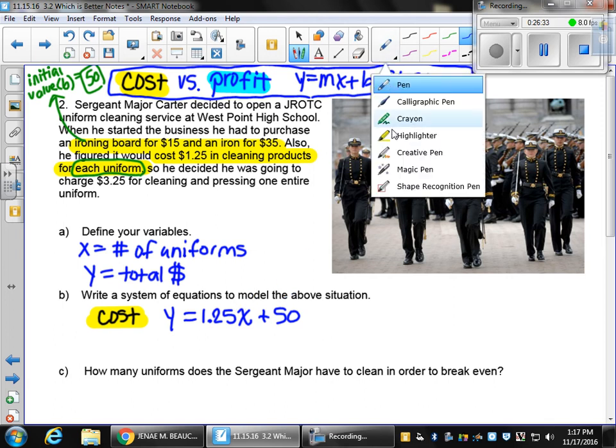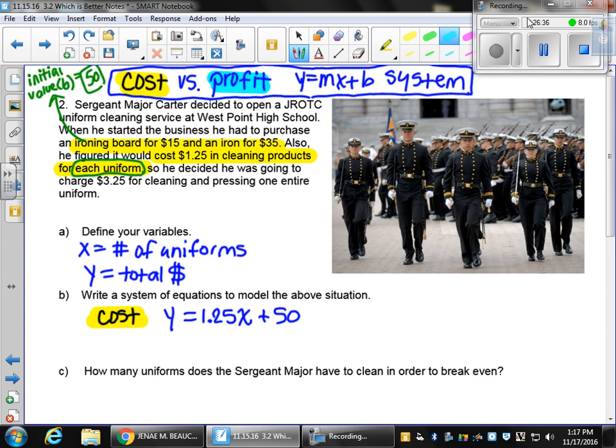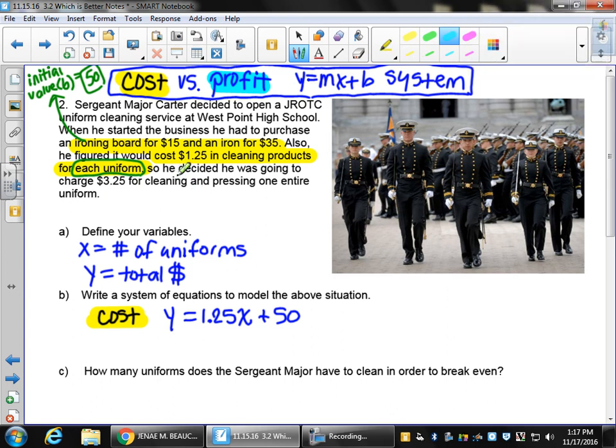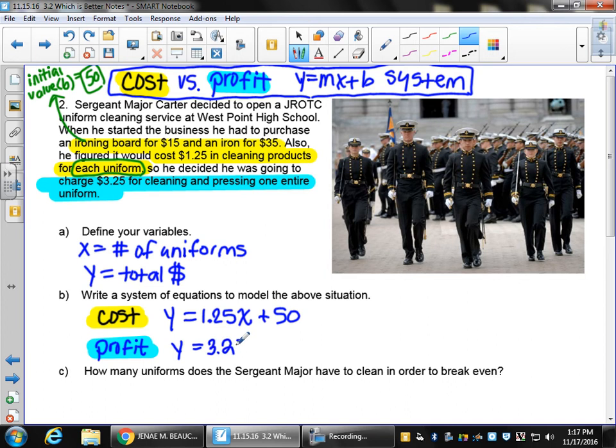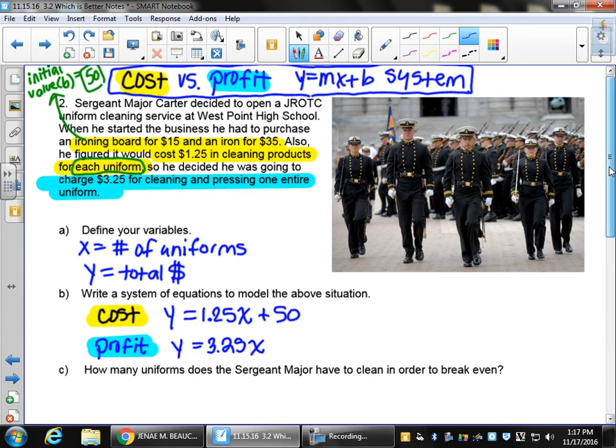Now let's read and find information about profit. Switch colors here. He decided he was going to charge $3.25 for cleaning and pressing one entire uniform. So profit, he's charging $3.25 per uniform. We now have our system, our cost profit system.